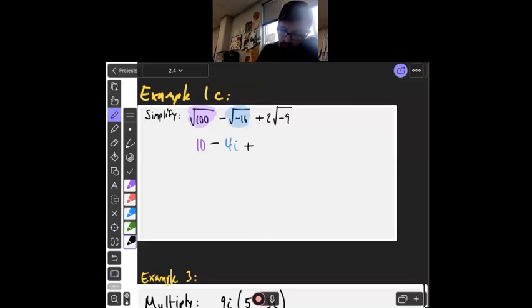Plus 2 times something. Square root of negative 9. Square roots of negatives are imaginary. Square root of 9 is 3. So I get 3i. Well, 2 times 3i is 6i. So I have 10 minus 4i plus 6i. Well, negative 4i plus 6i is 2i. So 10 plus 2i.